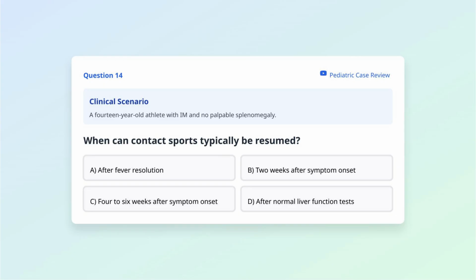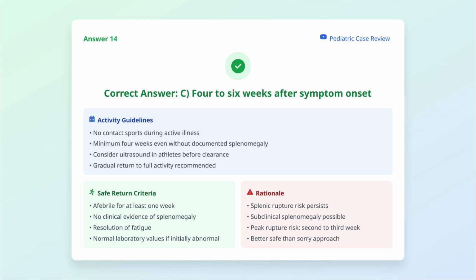A 14-year-old athlete has infectious mononucleosis with no palpable splenomegaly. When can contact sports typically be resumed? Is it A, after fever resolution, B, 2 weeks after symptom onset, C, 4 to 6 weeks after symptom onset, or D, after normal liver function tests? Understanding appropriate activity restrictions is crucial for preventing serious complications in young athletes with infectious mononucleosis. The correct answer is C, 4 to 6 weeks after symptom onset.